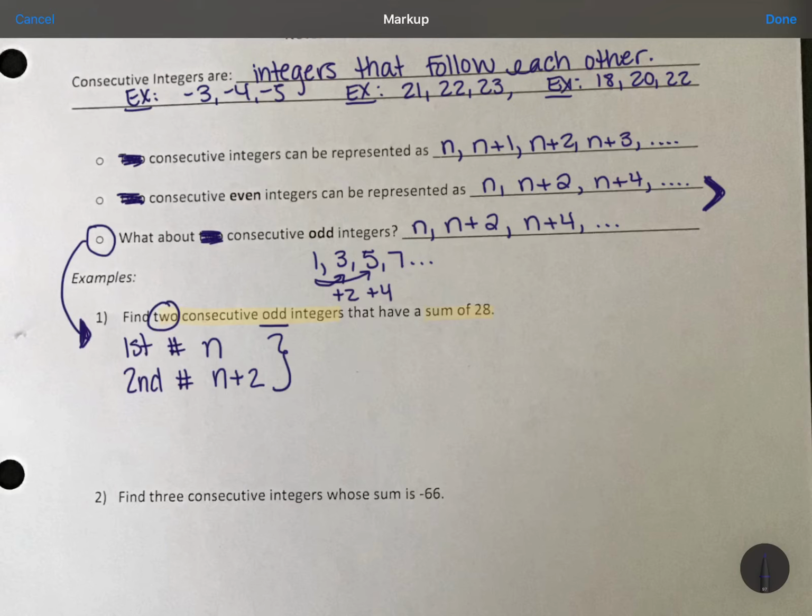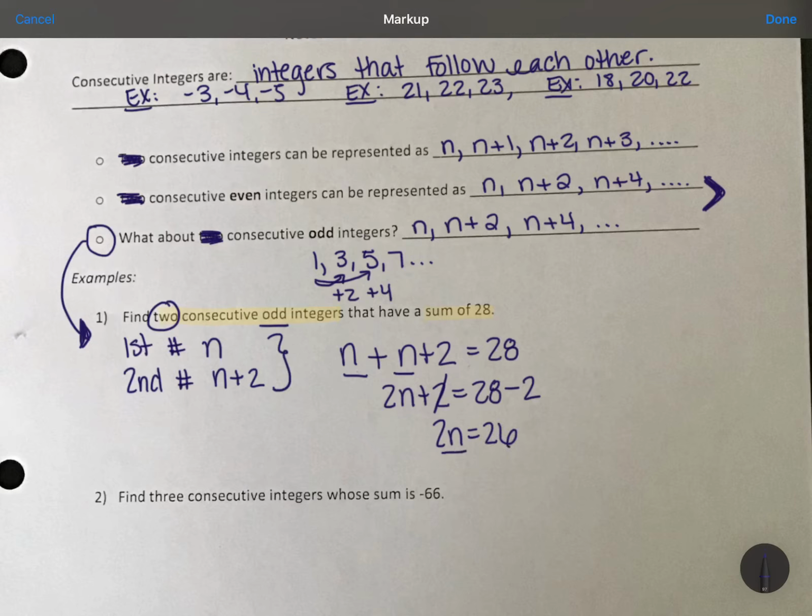So it says I need the sum, so we're going to take the first number plus the second number, and that equals 28. My sum is 28. And so when I add my like terms, I get 2n plus 2 equals 28. We know how to solve equations after we combine like terms. We're going to move the constant to the other side. So we subtract it. 28 take away 2 is 26. Divide by 2 and you get 13.